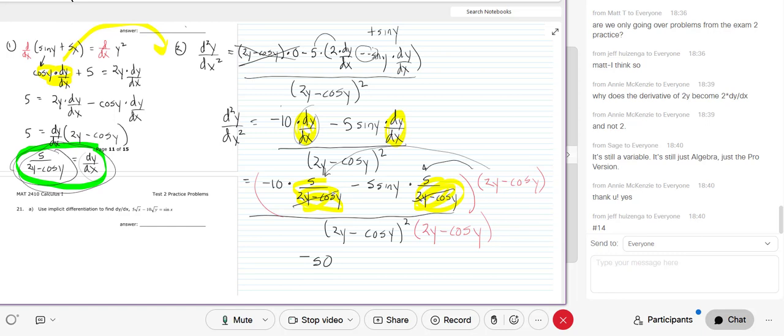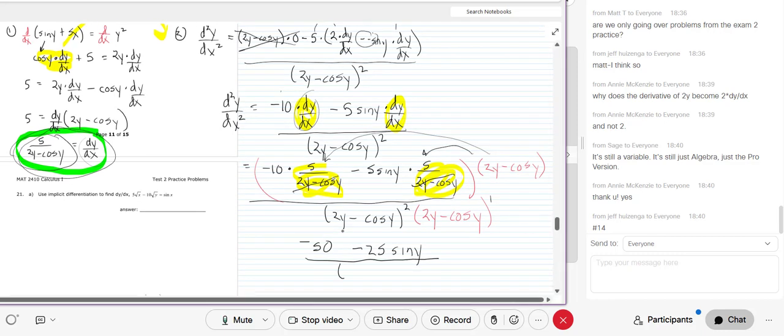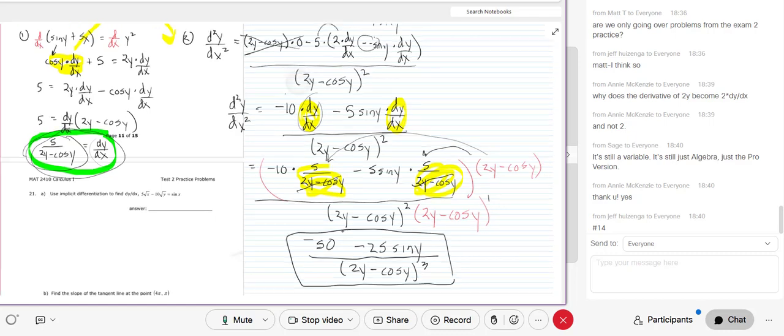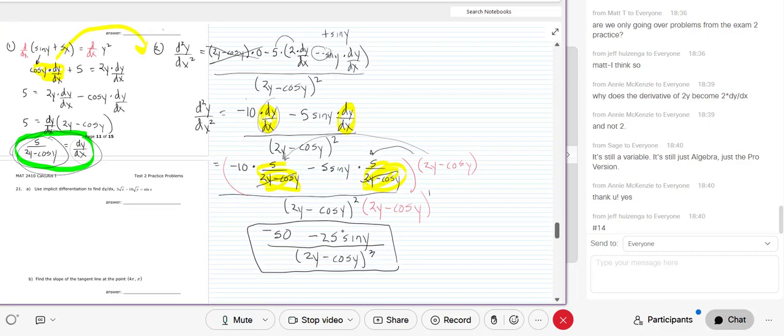That would cancel that out, leaving you, it looks like 5 times 5 or minus 25 sine y, like that. And then the denominator, you just have the same factors for the second and the third and the first. So then you would end up having 2y minus cosine y to the third power. This is a good example of the level of difficulty on a second derivative.